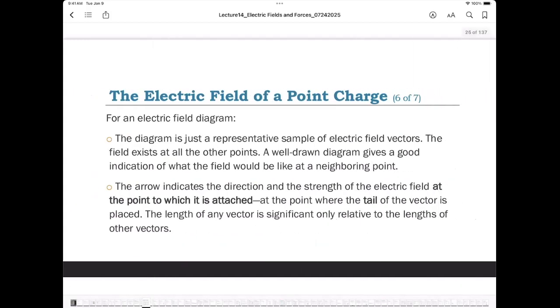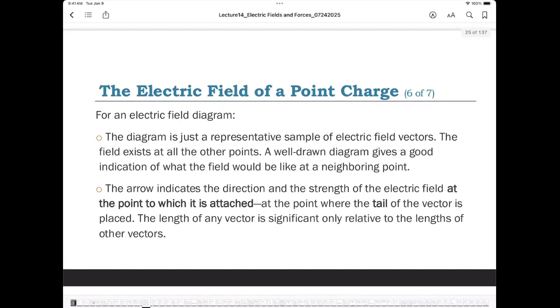For an electric field diagram, the diagram is just a representative sample of electric field vectors. The field exists at all the other points. A well-drawn diagram gives a good indication of what the field would be like at a neighboring point. The arrow indicates the direction and the strength of the electric field at the point to which it is attached, at the point where the tail of the vector is placed. The length of any vector is significant only relative to the length of other vectors. And these are some features of electric field diagrams.